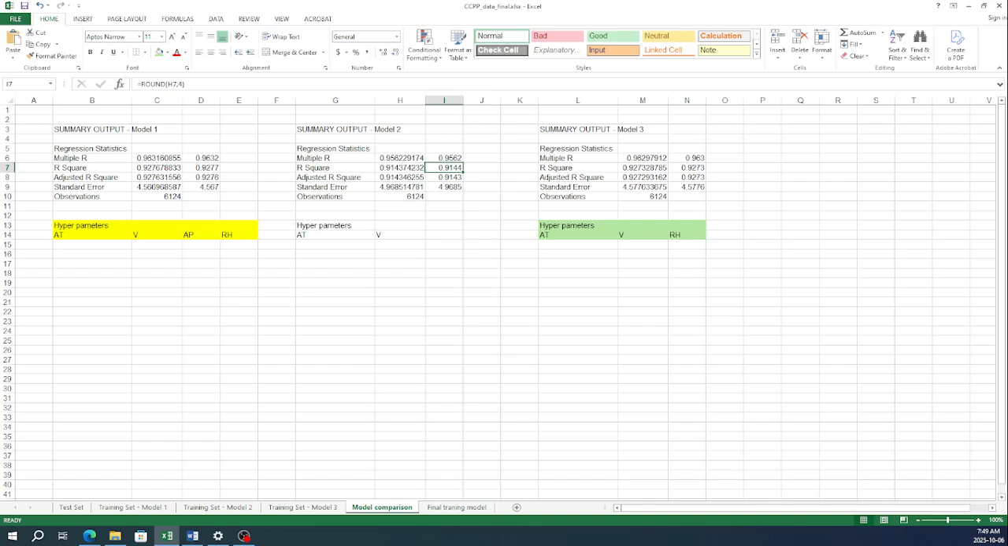Now, the only limitations I see are that excluding AP may slightly reduce accuracy in scenarios where the pressure signal influences power output, and the model also assumes linear relationships. Non-linear effects are not captured in this one.